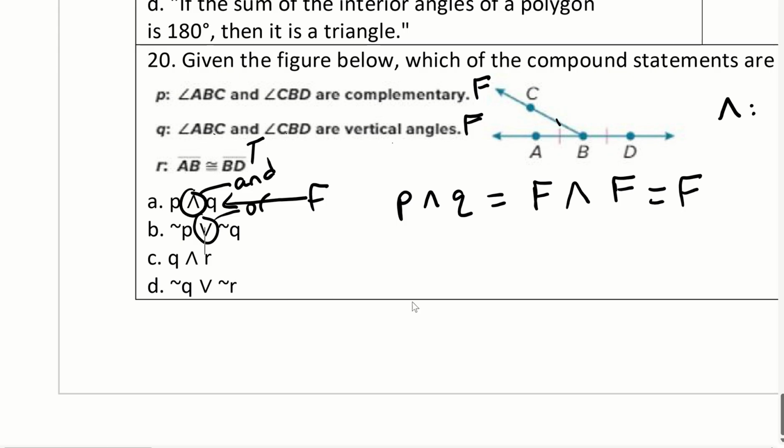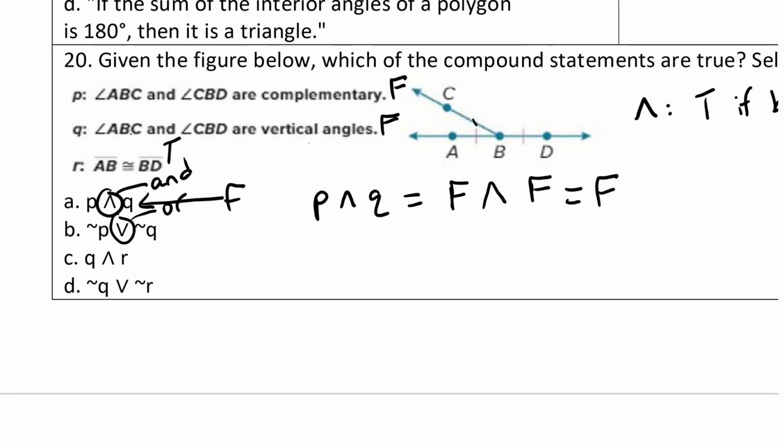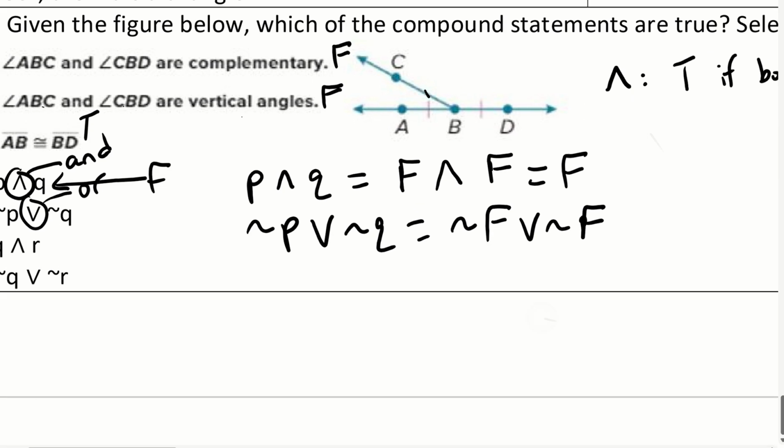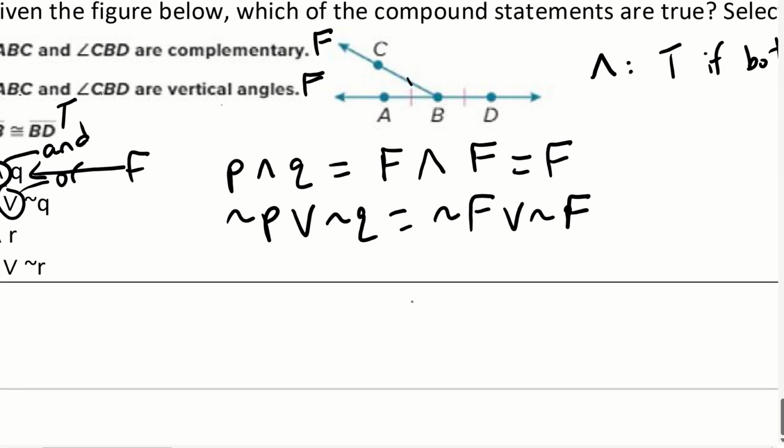So this is false. Now let's look at B. Is that true or false? Well, okay, so let me write it out. Not P or not Q. All right, so let's write out. P is false, Q is false. Well, if it's not false, it has to be true. So this is actually equal to true, right? So if it's not false, it's true. So true, or that's not false as well, so it's true.